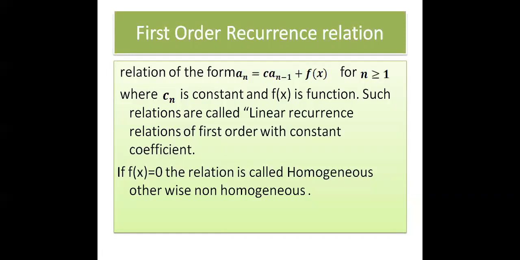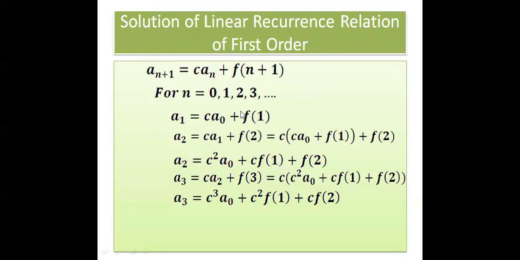Here we are discussing the solution for the homogeneous case. Once you know the homogeneous solution, we automatically come to know the non-homogeneous one. Let's suppose I want to solve a first order linear recurrence relation: a_(n+1) = c a_n + f(n+1), for n equals 0, 1, 2, 3, and so on.